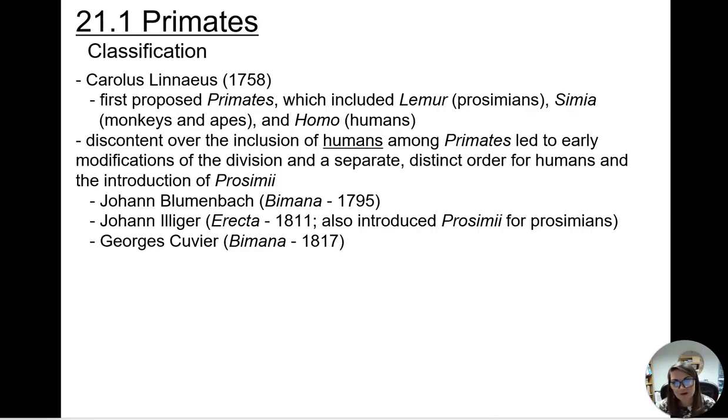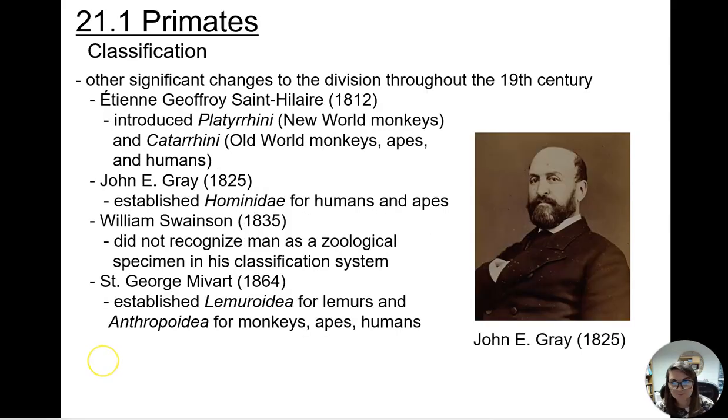So we're going to have some other scientists come in. We have Blumenbach, who comes in at 1795. We have Illiger, who comes in and calls it erecta in 1811, and also introduces the Prosimians. And then we have Cuvier, who comes in again with the Bimana in 1817.